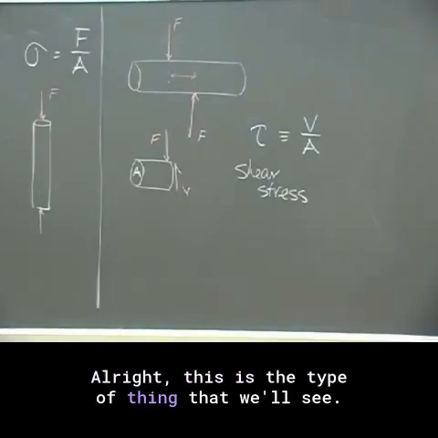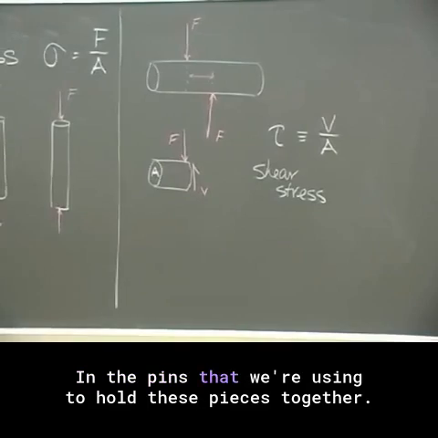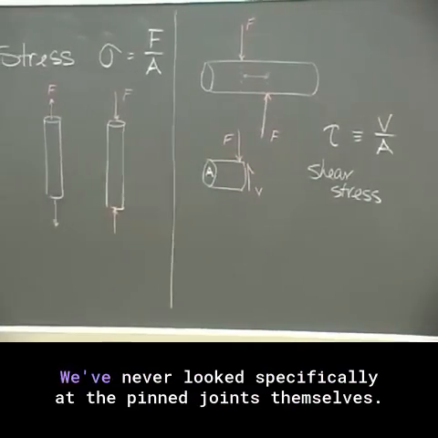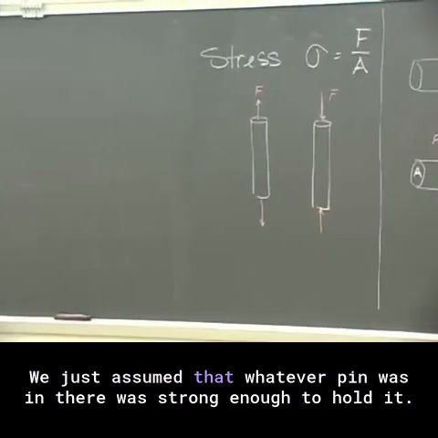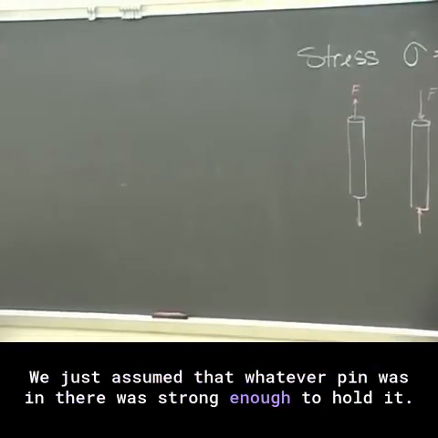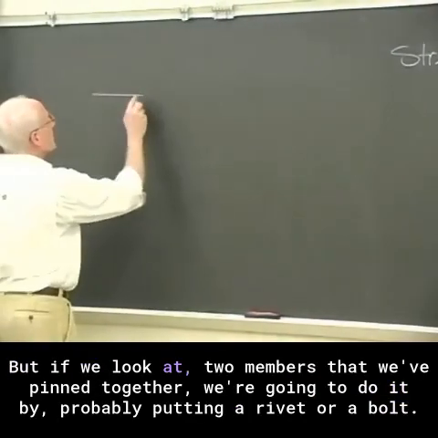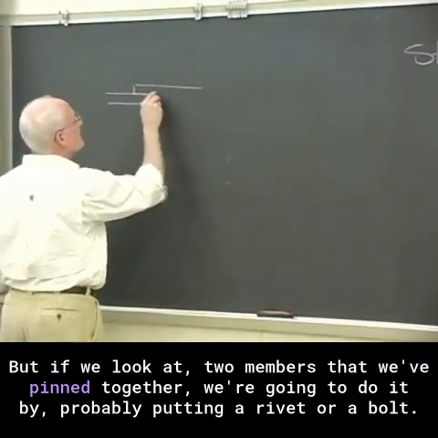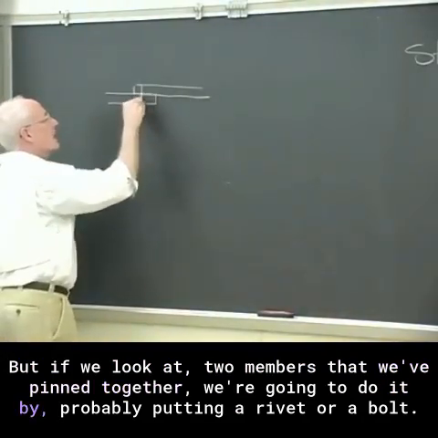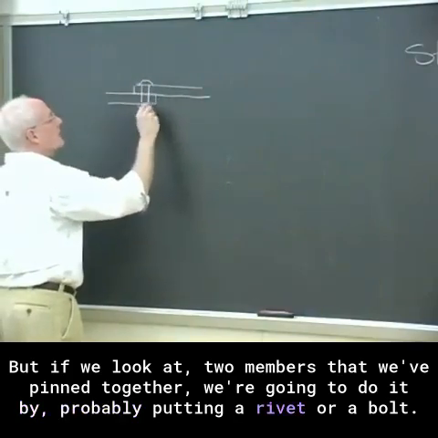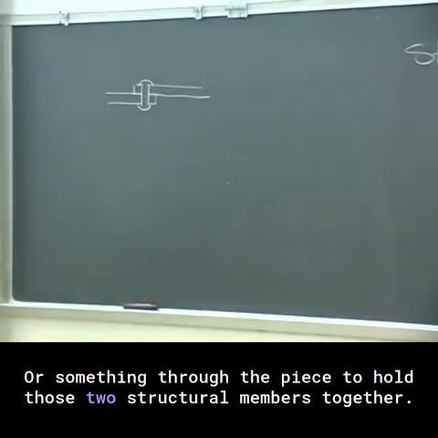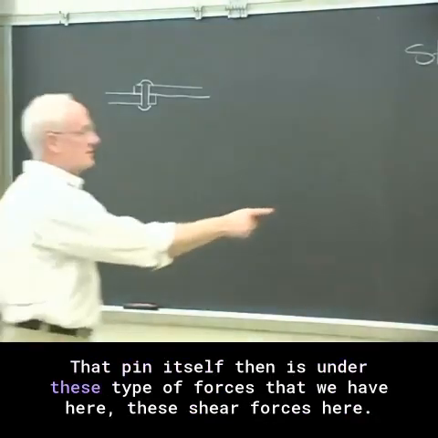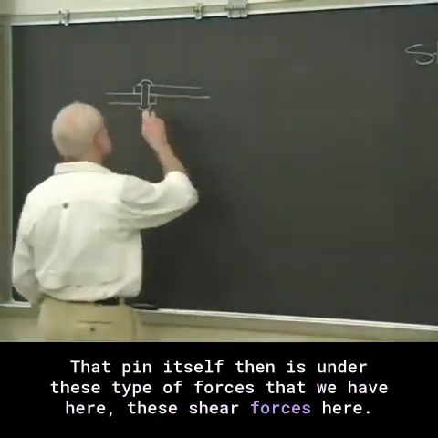All right, this is the type of thing that we'll see in the pins that we're using to hold these pieces together. We've never looked specifically at the pinned joints themselves. We just assumed that whatever pin was in there was strong enough to hold it. But if we look at two members that we've pinned together, we're going to do it by probably putting a rivet or a bolt or something through the piece to hold those two structural members together. That pin itself then is under these type of forces that we have here, these shear forces.